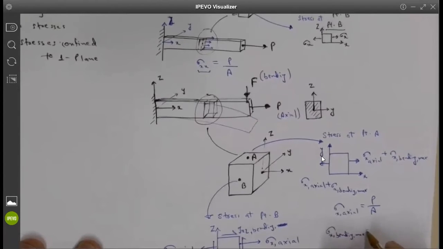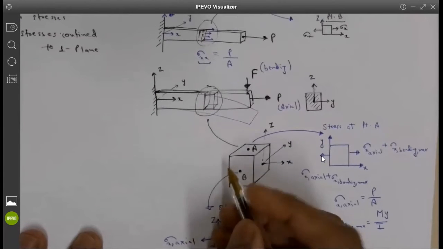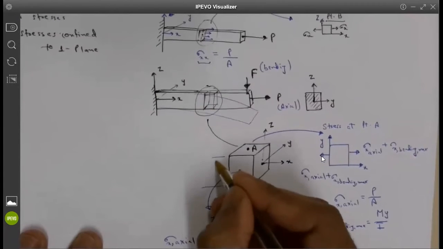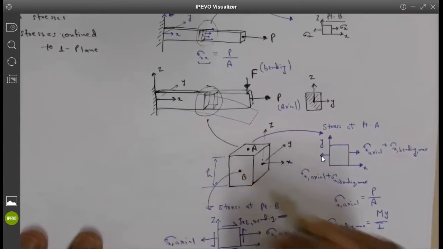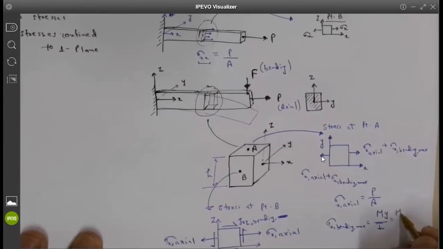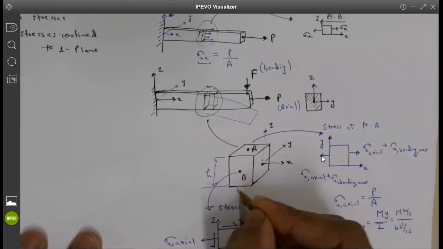If you remember, the bending stress is given by M times y divided by I. And if it is max, y is your h/2. This is your height, total height. So M, maximum bending moment, times h/2 divided by b h³/12, where b is your width.